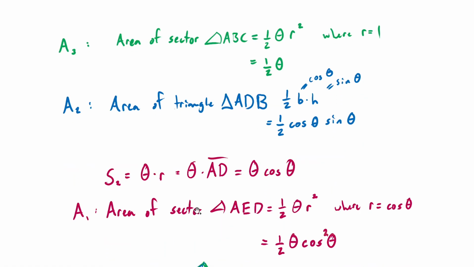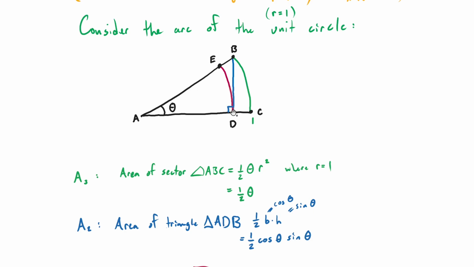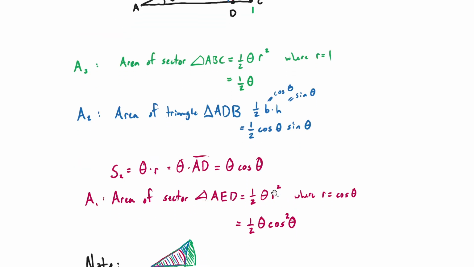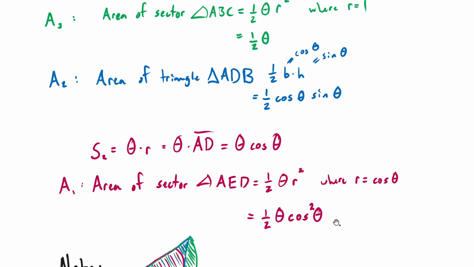Its base is cosine theta, and its height is sine theta, giving me 1/2 cosine theta sine theta as its area. Finally, we can look at the area of the smaller sector, AED. Remember, that's this guy right here. Now, he doesn't have radius 1 anymore. He has radius cosine theta. So plugging that into the area of a sector, we have 1/2 theta cosine squared of theta.